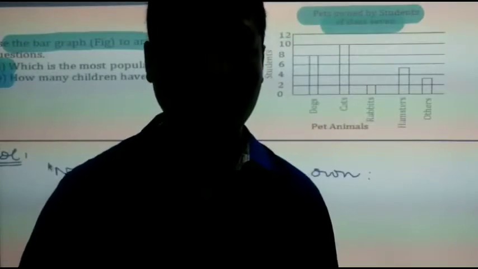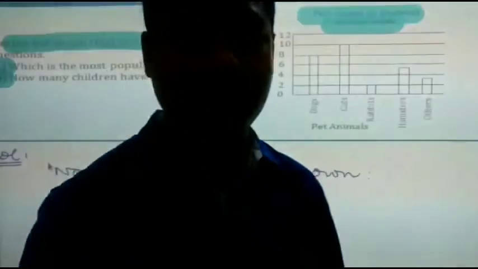We were discussing exercise 3.3. We have discussed how to draw graphs. Previously we discussed the mean, median and mode. So in this chapter, in exercise 3.3, we'll be discussing how to get the points out of the graph. Exercise 3.3 is based on that only. So let us start exercise 3.3.